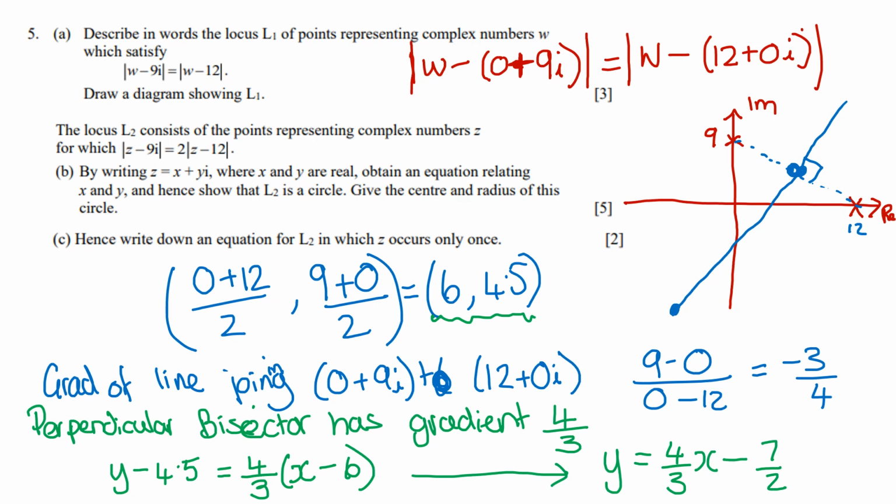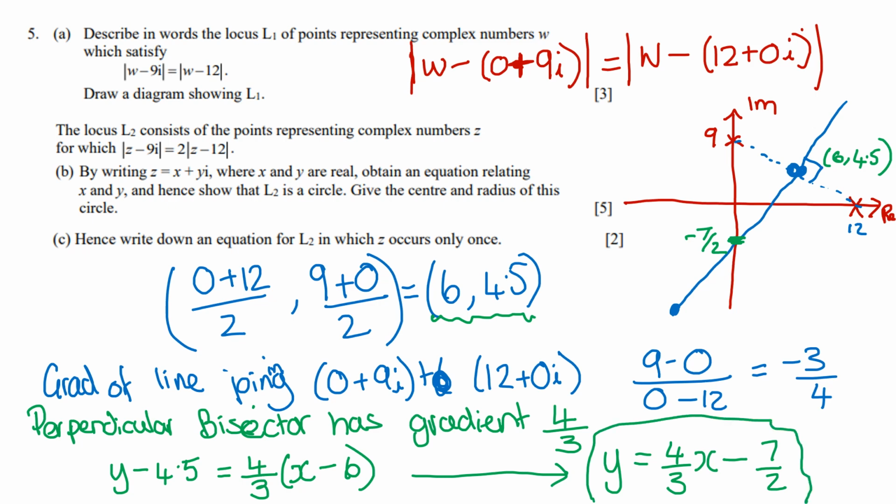So basically, it's crossing here, if you needed to label anything, at 7/2 or minus 3.5. And it's got a gradient of 4/3. Right, so we've done probably too much for 3 points. They probably just want you to draw the line. Nice to show the midpoint though, 6, 4.5. But we found the equation of it as well. Extra.